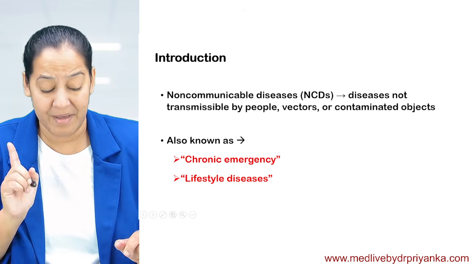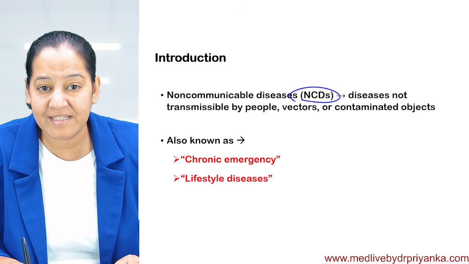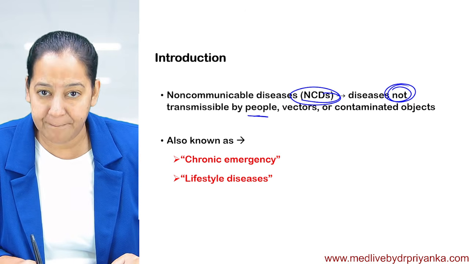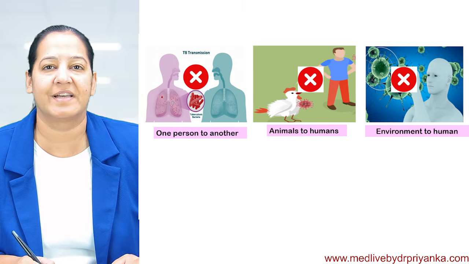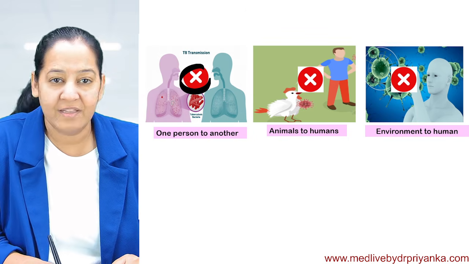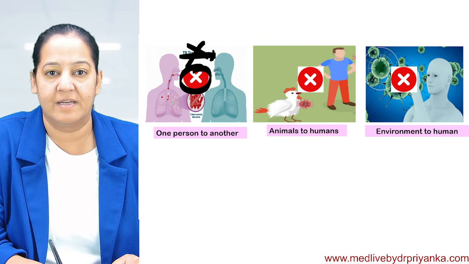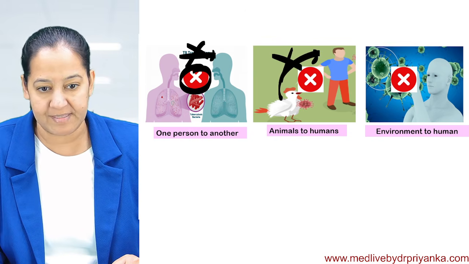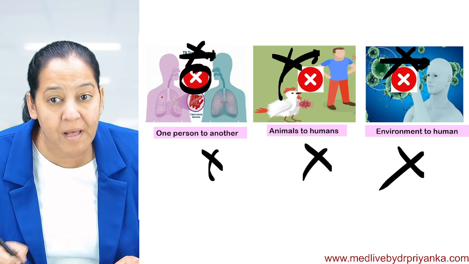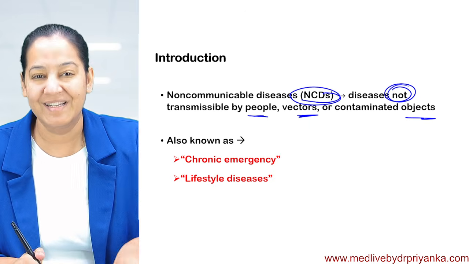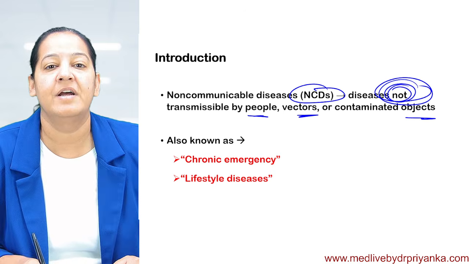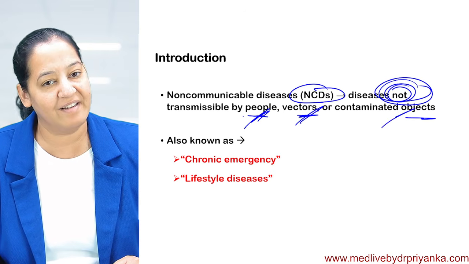Define them. Non-communicable diseases are the diseases which are not transmitted by people, vectors, or objects. You can see I have put a cross over here. I think you all can see this cross. They are not transmitted from person to person. They are not transmitted from animal to person. And they are not transmitted from objects or environment to the person. So they are non-transmissible. That is the meaning of non-communicable.